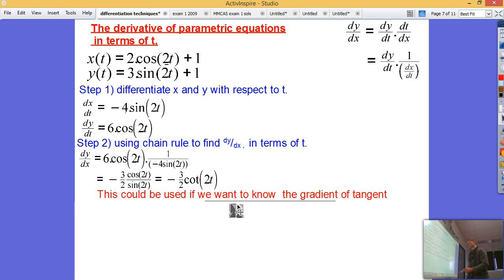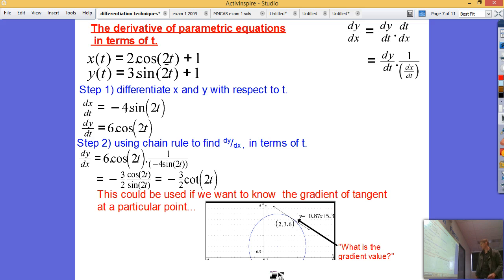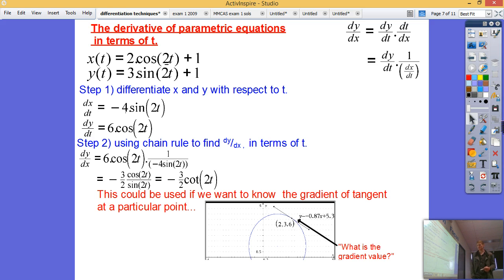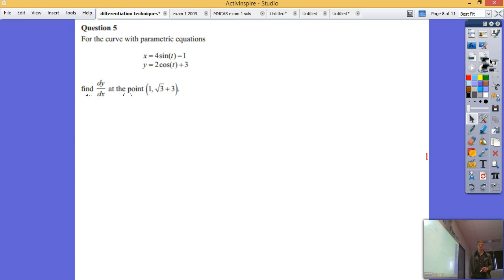Now, this could be used if you want to know the gradient of the tangent at a particular point such as there. What is going to be that gradient value? We need to know what the value for t is in order to substitute it into the derivative rule and evaluate the dy dx. Now let's consider this as an exam problem. Here's your curve, parametric equations, and let's find dy dx at some point.